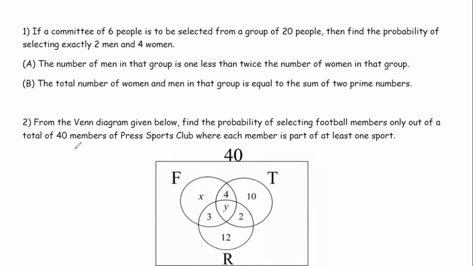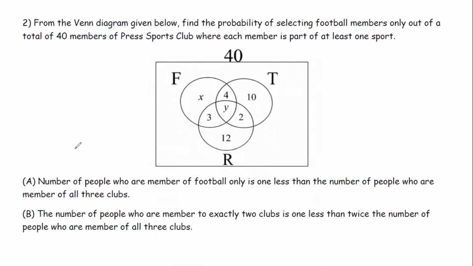Question number 2. From the Venn diagram given below, find the probability of selecting football members only. Football members only, that is X. Out of a total of 40 members of Press Sports Club, each member is part of at least one sport. So N is 0, where N denotes the number of people not part of any sport. At least one sport means all the 40 are within the circles.